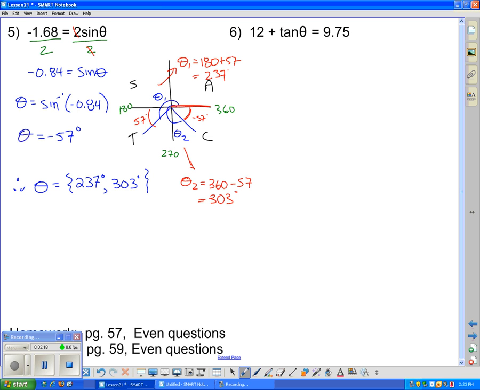And the nice thing is you can check this on a test. You just have to punch in sine of 237, sine of 303, and they will give you your possible solutions. All right.